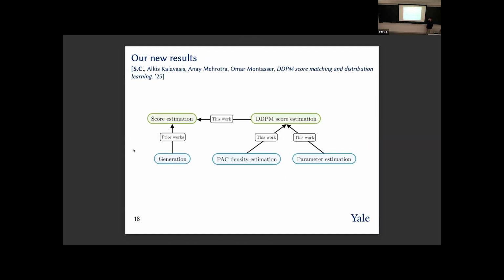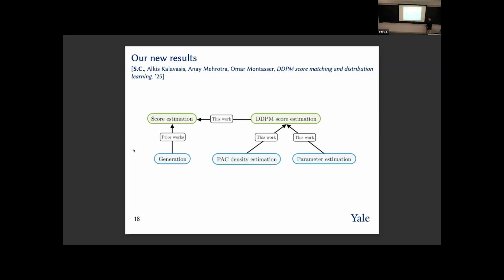Okay, so in the second part of the talk, what I really want to talk about is this picture. What I just told you is that these prior works on DDPMs are saying that the task of learning a sampler reduces to score estimation, in the sense that if I could solve score estimation, then I can learn a sampler. And now what I want to tell you is that actually these other two forms of distribution learning, parameter recovery and density estimation, can also be reduced to score estimation.